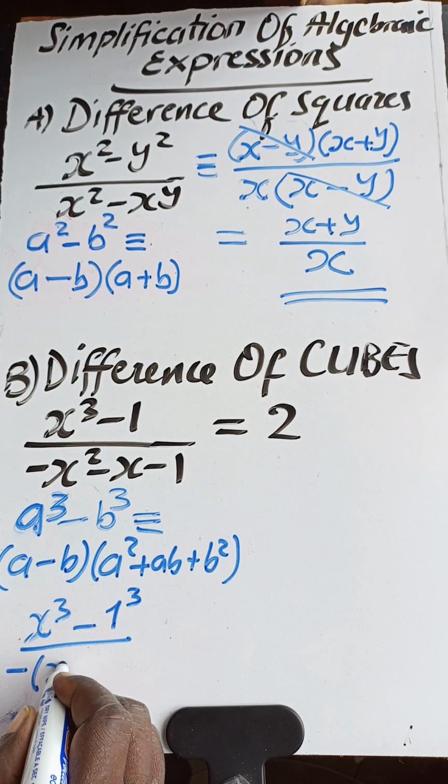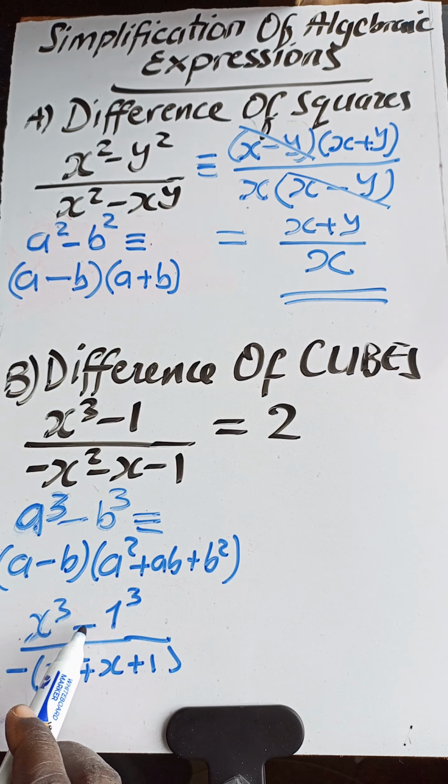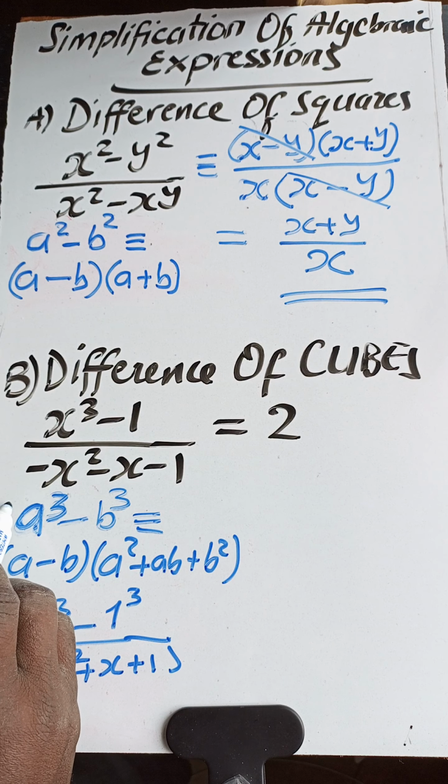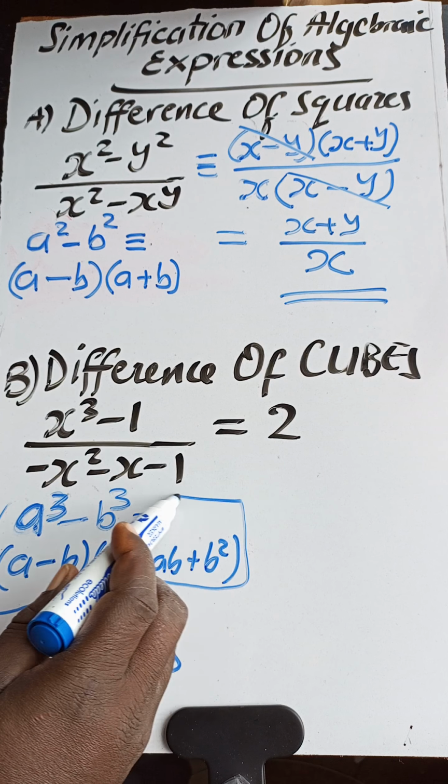Okay, the numerator here now is clearly written, and we see that it's a difference of cubes. So we can now use this identity to transform the numerator. And so when we use the identity, we'll have x minus 1 for this part. And then here we'll have x squared plus x times 1, which is x, plus 1 squared, which is 1. All of that divided by negative into x squared plus x plus 1.